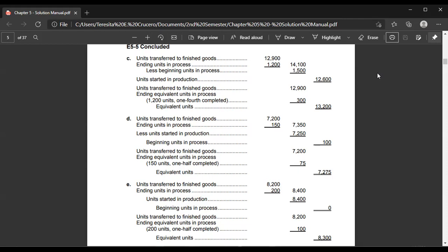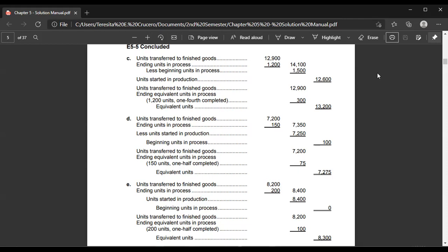So if you add 12,900 and 1,200, you get 14,100 units. These are the total number of units accounted for. And then you work back, you deduct the number of units in the beginning inventory of 1,500 units, 12,600 units. You have the units started. Okay? So if you want to check if 12,600 is correct, now you go back to the original formula I gave you.